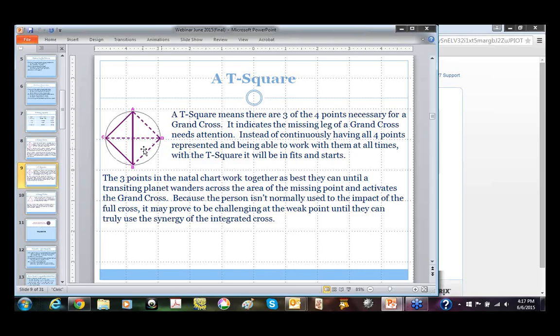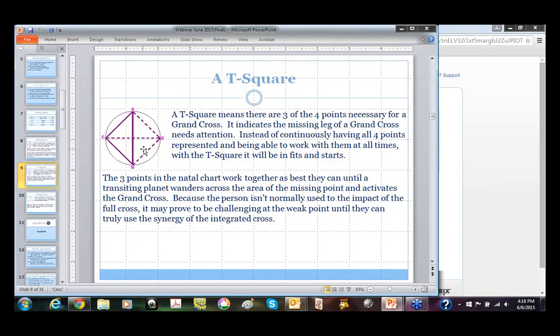Because you're normally not used to the impact of the full cross, it's probably going to be a little challenging there at that weak area until you can learn to effectively use that cross. But you're given plenty of opportunity, aren't you? The moon transits the entire chart every month. So once a month, the moon, for just a couple of hours, is going to hit that. Ping it. Say, woohoo, remember I'm here.